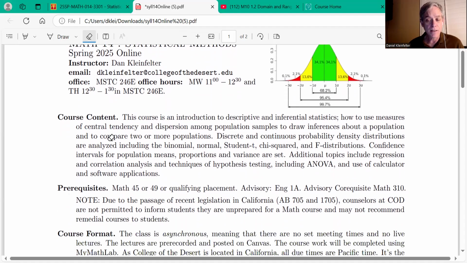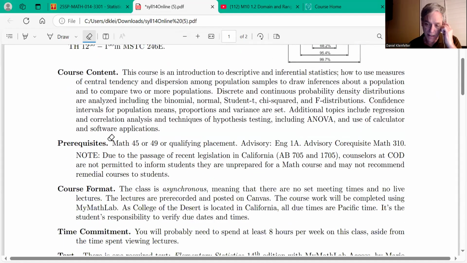Okay, there's that. Course content. So you can read through the course content there. It may or may not mean much to you. If it doesn't mean anything to you right now, that's okay because we haven't taken the course yet. But basically, it is a first course in statistics.